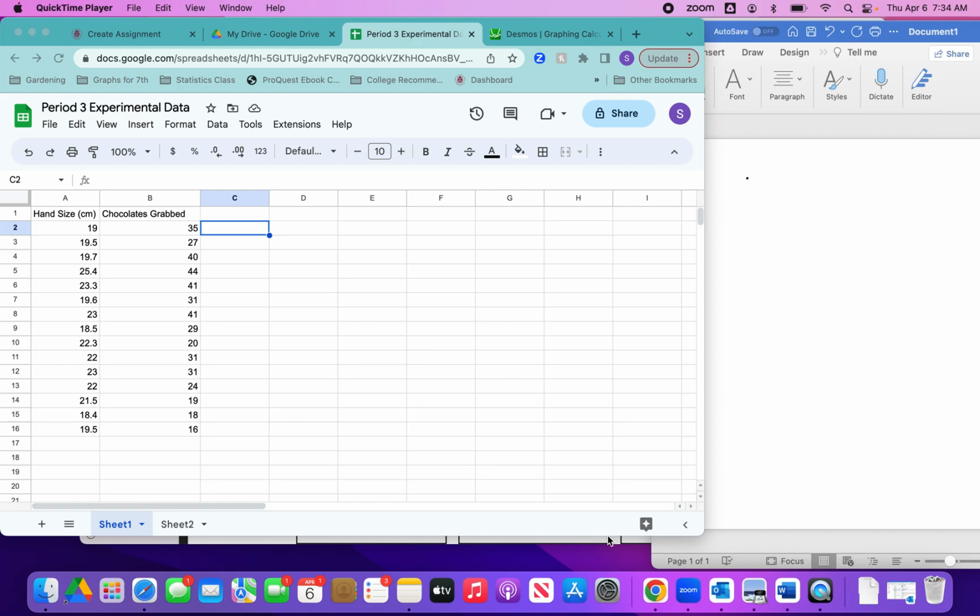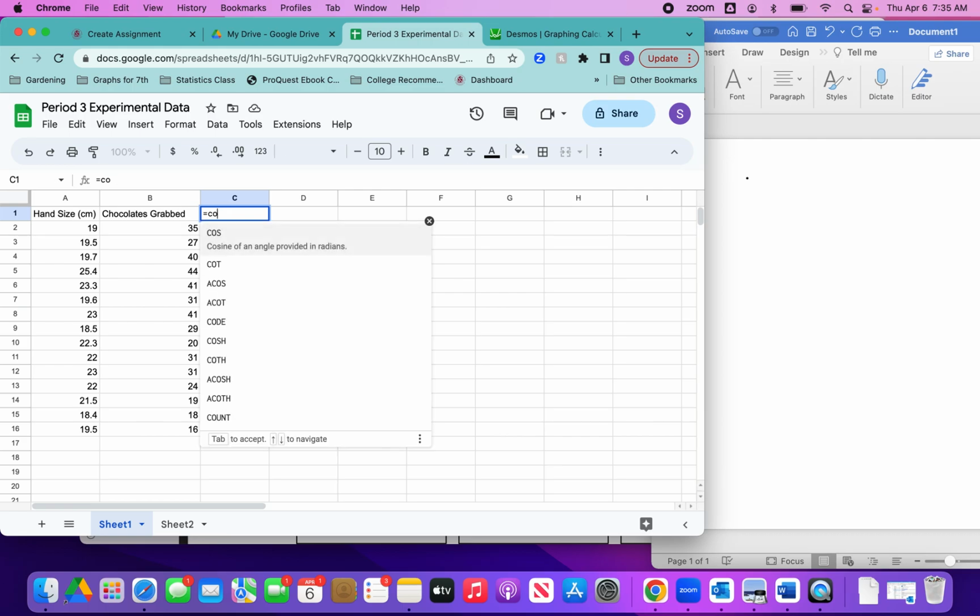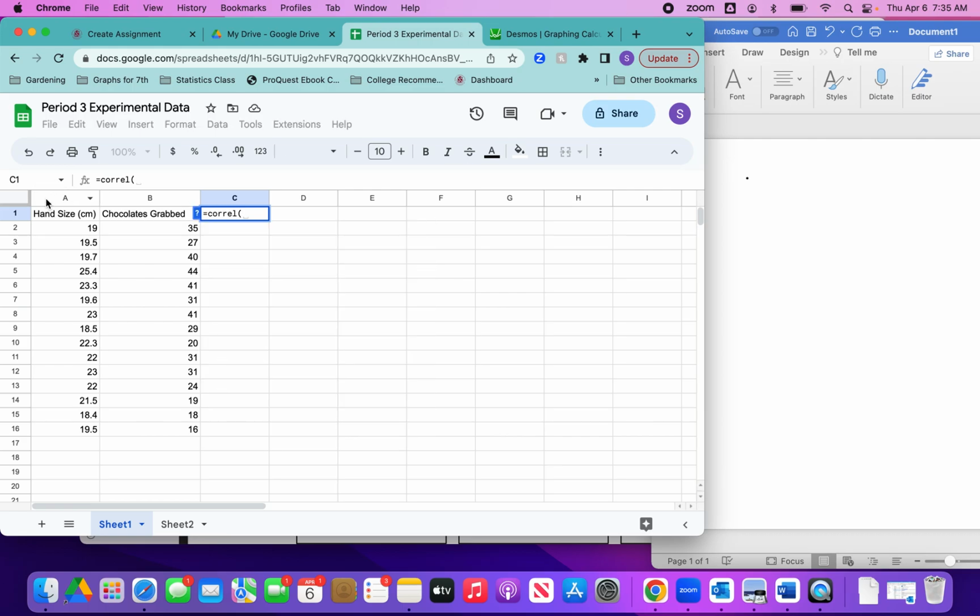But I had about a 5-minute lecture that I wanted to do just to reiterate a couple of things from yesterday. Using the experimental data on the screen, we had the hand size in centimeters and the chocolates grabbed. We remember we can calculate correlation by doing equals CORREL, highlight the whole thing, comma, highlight the whole thing, and we got 0.456.